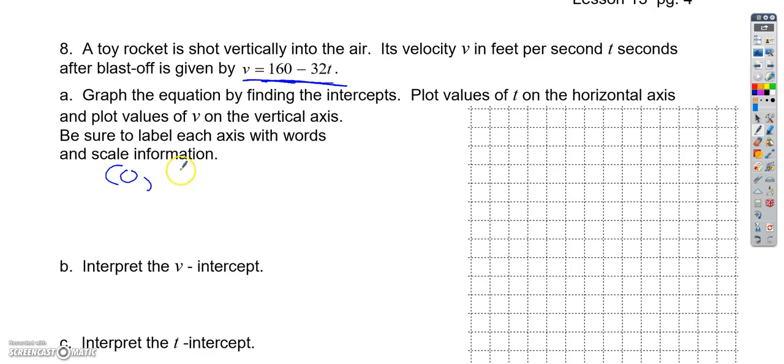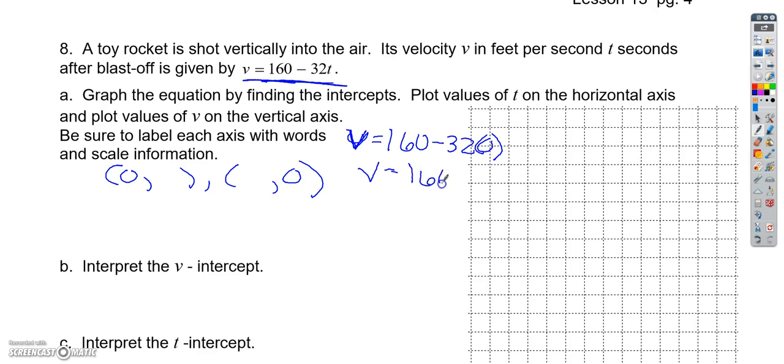So we go 0 for the x and 0 for the y. So if we let t be 0, that means v equals 160 minus 32 times 0, which would be 160 minus 0. So v would be 160.